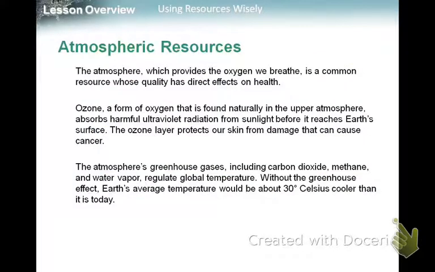Then let's turn to the air, the atmosphere. Ozone is a form of oxygen that's found naturally. It absorbs harmful UV radiation from the sun, so it's like a natural built-in sunscreen in our atmosphere. The ozone layer protects our skin from damage that can cause cancer. Greenhouse gases, carbon dioxide, methane, water vapor, help keep our temperature relatively stable. I think I've said this before. Without the greenhouse effect, the Earth's temperature would be about 30 degrees cooler than it is today.